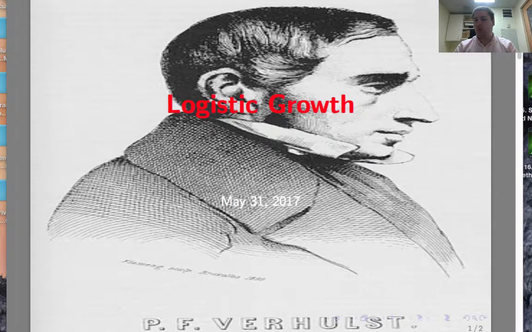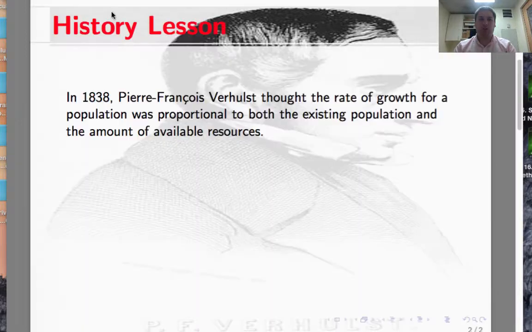The next thing we're going to talk about is logistic growth. Exciting times. You've seen this before, believe it or not, and it's a pretty cool thing. But the reason we're talking about it is because there's a wonderful differential equation that we can solve to describe what logistic growth looks like. So here's a quick history lesson for you.